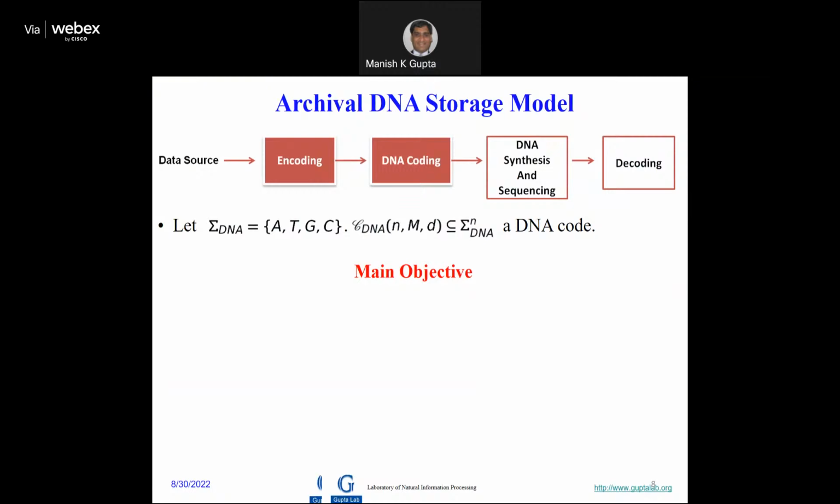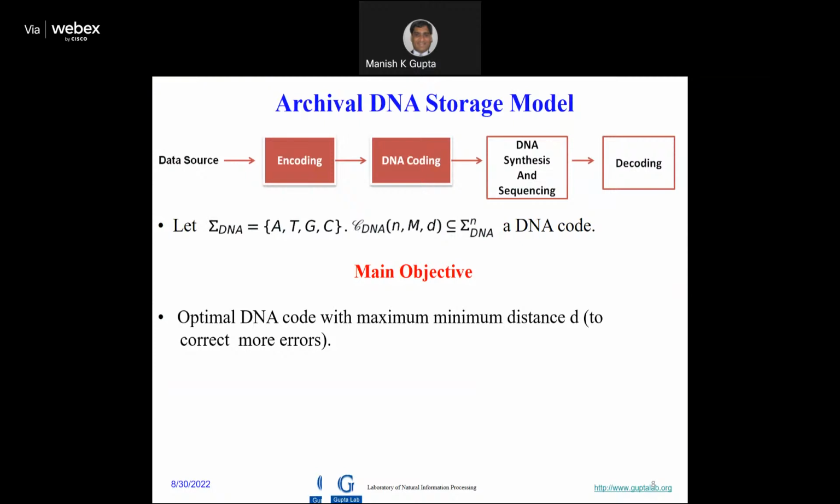So let me show you the main objective. Roughly, we want to design an optimal DNA code with maximum minimum distance to correct more errors. We want to design a collection of DNA strings of ACGT of, say, length n with the maximum distance possible, and capital M as large as possible. Similar coding theory constraints are put here, right?